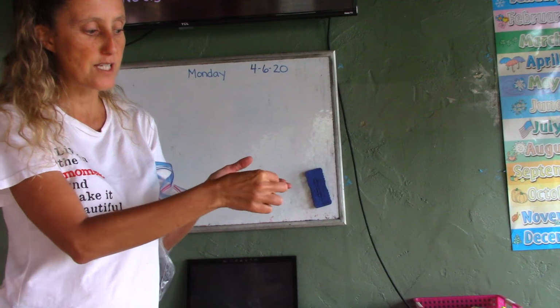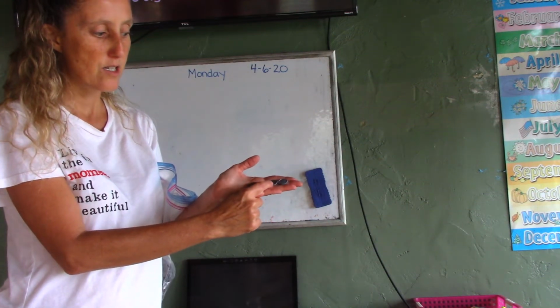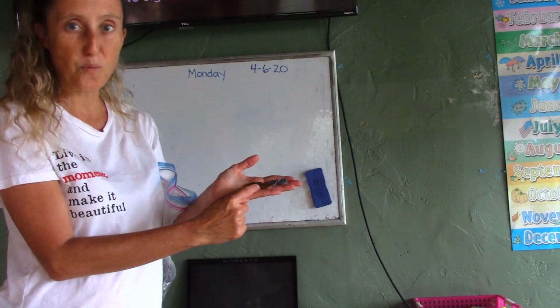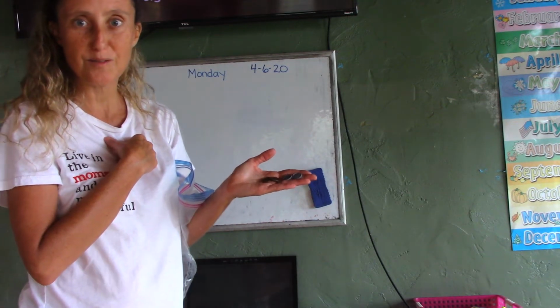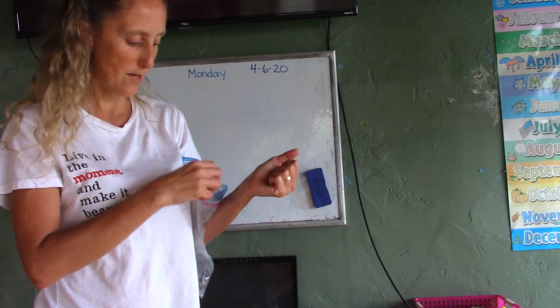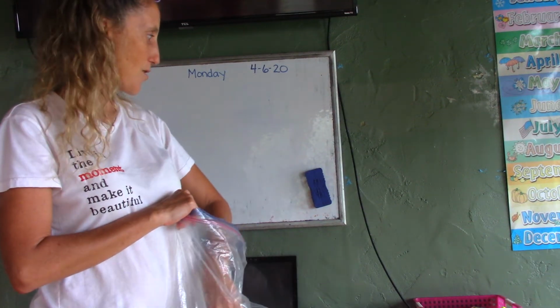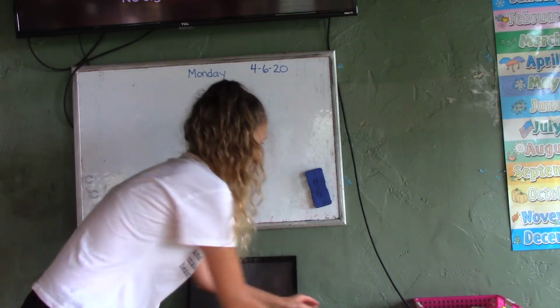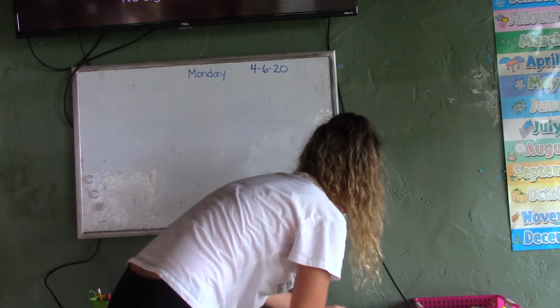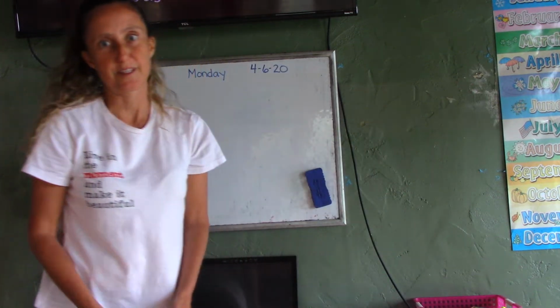Okay, so let's count. If I have 2 tens, that's 10, 20, 21, 22. So I would have 22 cents, right? Good job. That's what I pulled out of the bag. So we'll try that again tomorrow too. All right, then let's move on to our counting.